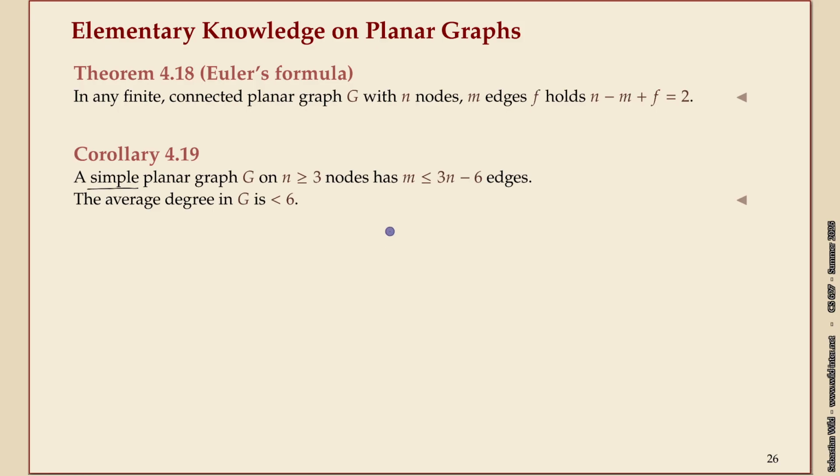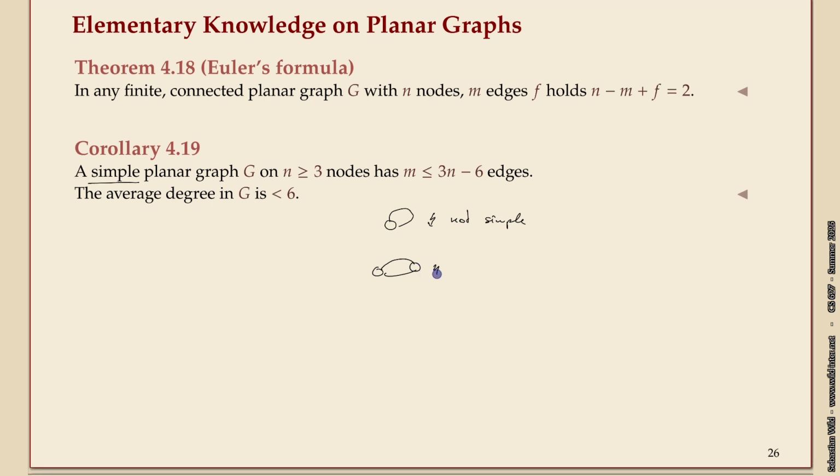So what's the smallest face I can make? Well, I could try to do this, but that's not allowed in a simple graph. Then I would have a face that's delimited by just one edge. I could try to make a face that's delimited by 2 edges, but then these would again connect the same vertices. So this is also not a simple graph. So the smallest configuration I can make that closes off a face is a triangle. Okay?